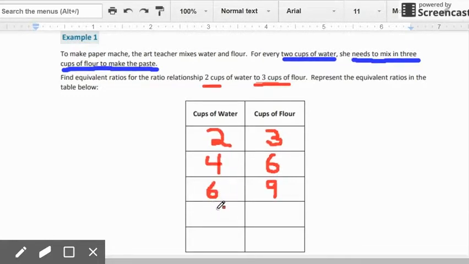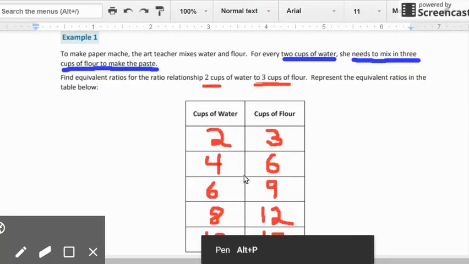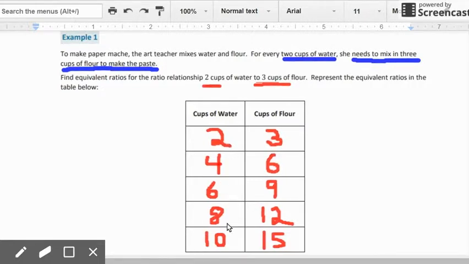Do it again, I add 2, I get 8. I add 3, I get 12. And let's go ahead and do it one more time to complete the table. Add 2 over here to this side, I get 10. And add 3 over here, I get 15. All right, so here's a list of equivalent ratios. These are all equivalent to each other because we kept the addition consistent on each side, adding 2 to the left side, adding 3 to the right side.